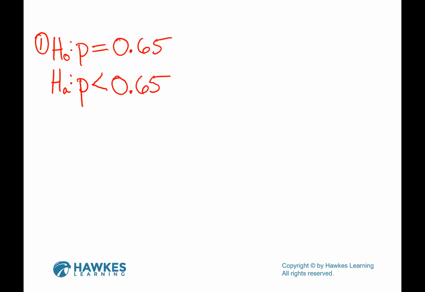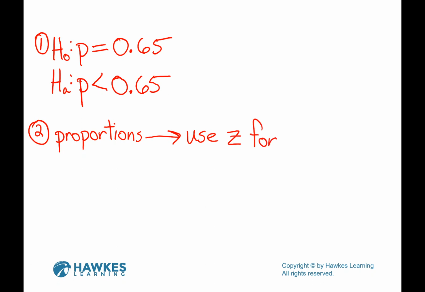There's step one. Step two, we have to figure out which formula to use. That's going to be easy in this section, because if we're dealing with proportions, we're only going to have one formula. So for proportions, we're going to use the only formula we have for those, the z for proportions formula. So we do have two z formulas, and we want to use the one that has the proportions in there, not the means, if we're dealing with proportions. And we also want our significance level.